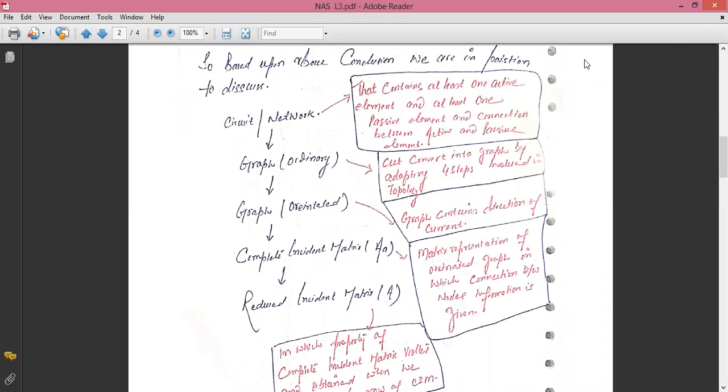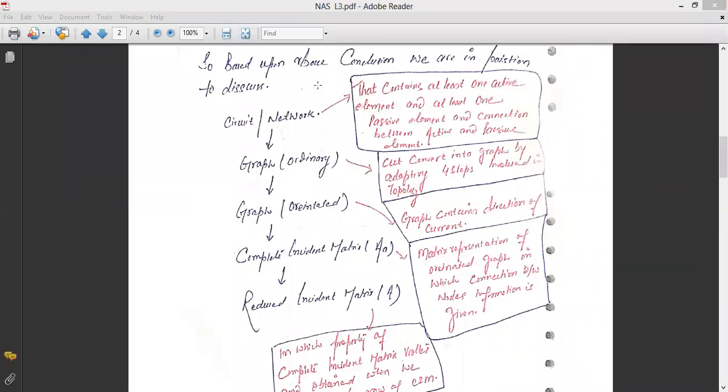This circuit or this network we can convert into a graph, and the graph so obtained is called an ordinary graph. When you convert a circuit into a graph, you are basically using four main steps. Number one, identify the node and mark the node. Number two, each branch is represented by a bold line. Number three, a voltage source if present is replaced by a short circuit, and a current source if present is replaced by an open circuit. So when you use all these four steps, all these four techniques, you can get an ordinary graph.